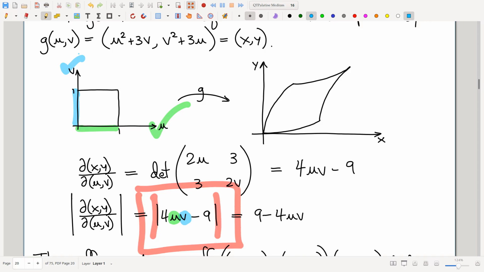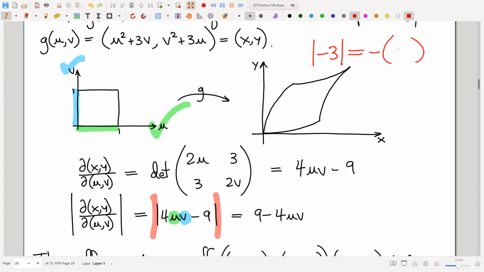Well, I hope you all remember this fact from, I guess it would be high school: the absolute value of a negative number is the negative of that negative number. Does that ring bells? Let me write it down just as an example. The absolute value of -3 is the negative of that -3, because it's 3. Is everybody happy with that? Okay. So this absolute value then is 9 minus 4uv.